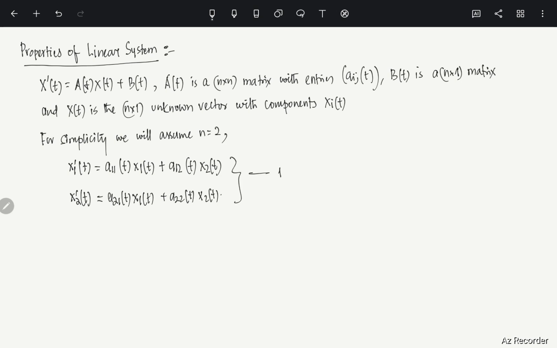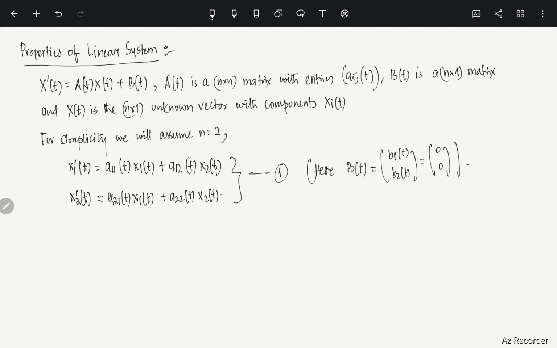Let's call this system 1 for n equals 2, and for a general n you can write it in a compact form, which looks like this. Here b of t, generally speaking, should look like b1 of t and b2 of t, but for all our purposes we are just assuming this to be 0 for now. So this is a general form of a linear system, a 2 cross 2 system. In this case, you can do it for n cross n.